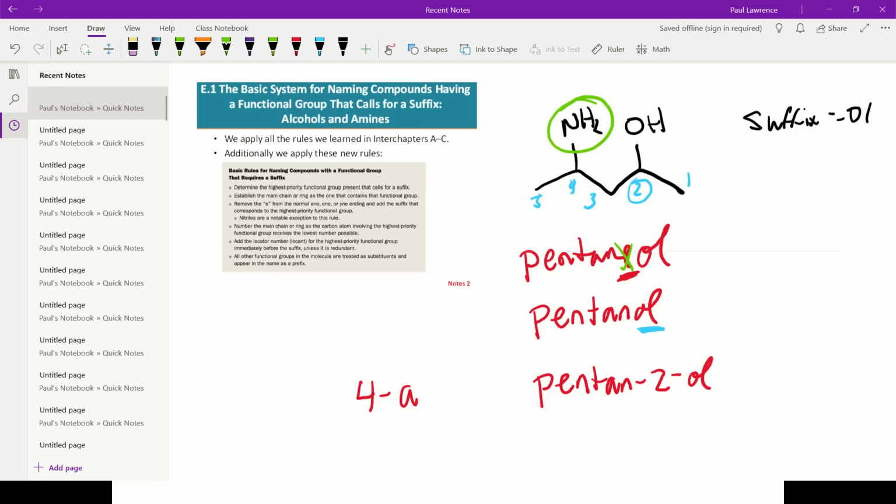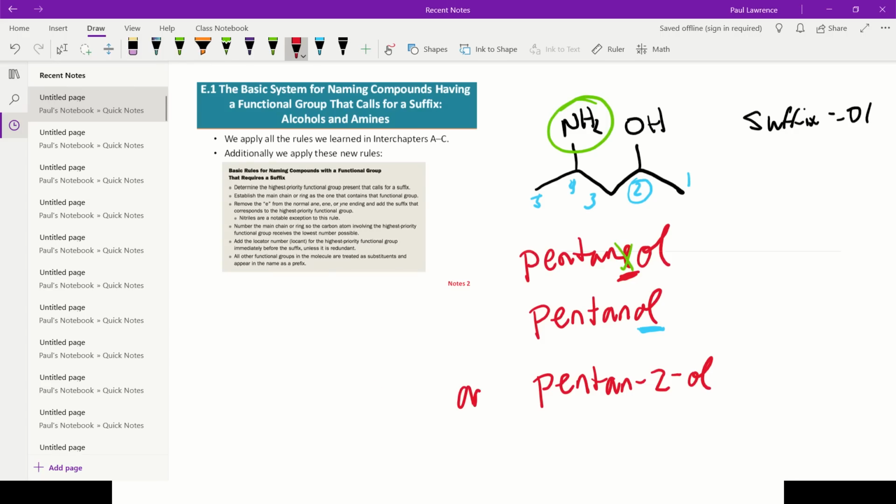Well, let's get a little bit closer here. So the entire molecule's name is 4-aminopentan-2-ol. So let's just label everything here. That right there is our root. This right here is our suffix. And this right here is going to be our prefix.